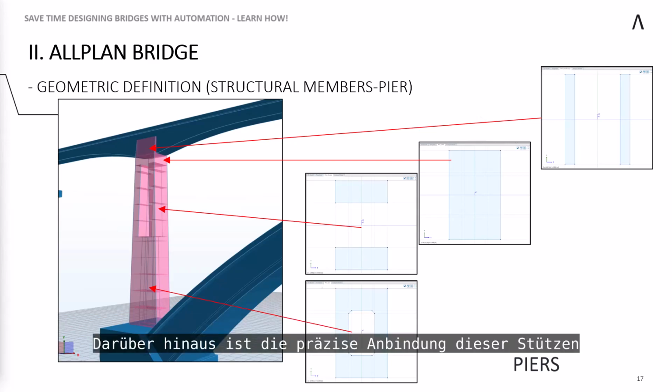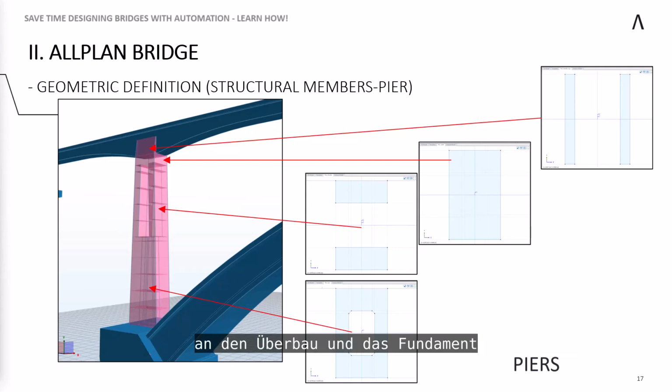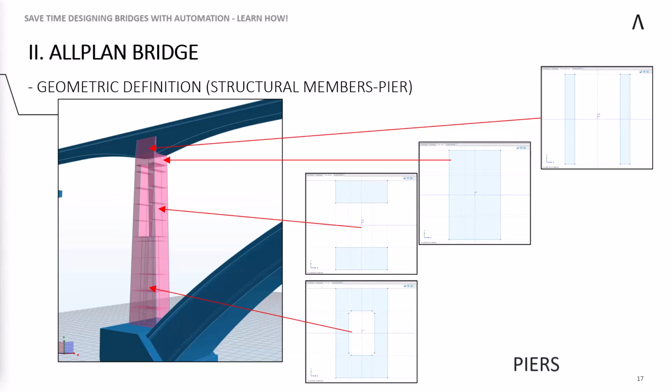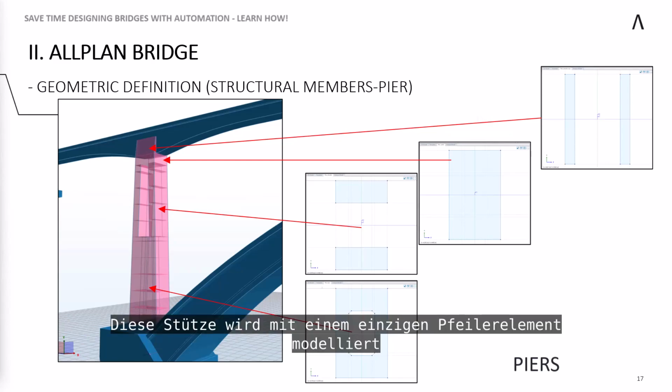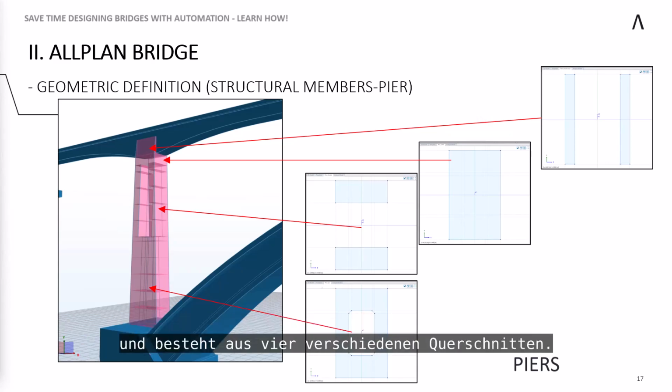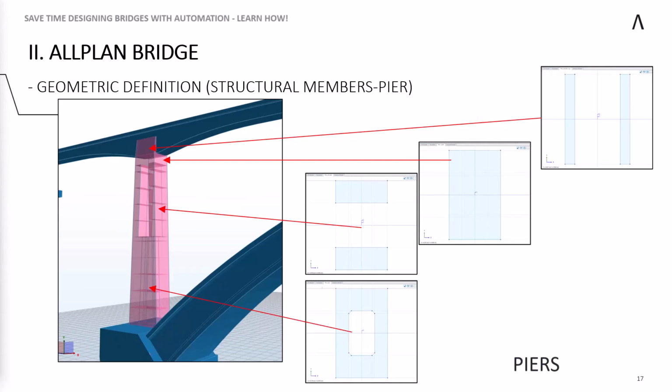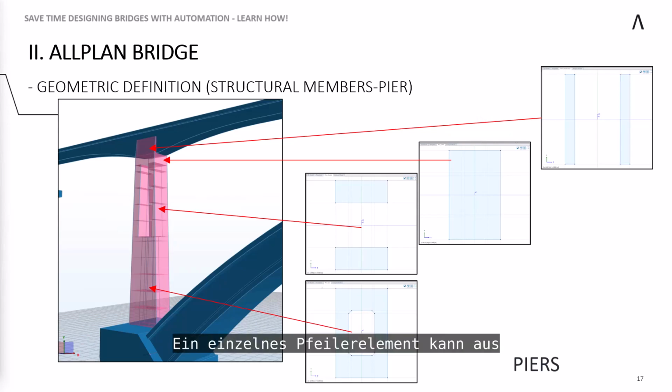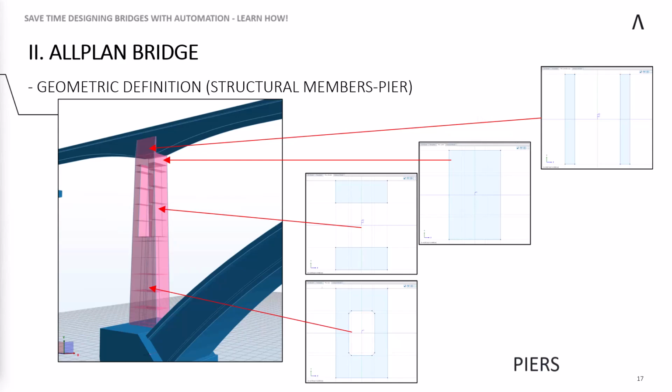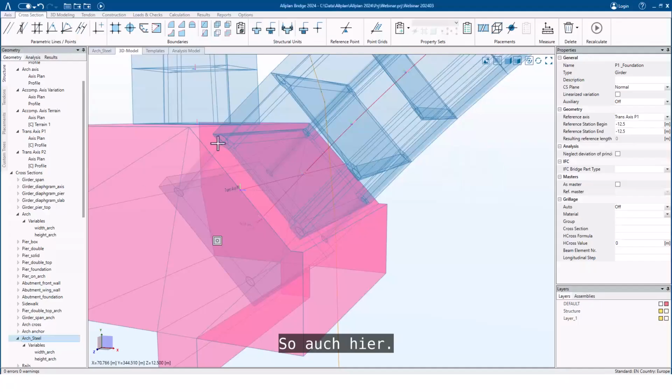Additionally, the precise connection of these columns to the superstructure and foundation, as well as the avoidance of reinforcement clashes, are of great importance for ease of construction and safety. This column is modeled with a single pier element and consists of 4 different cross sections. A single pier element can consist of different cross sections, just like the girders, like that.